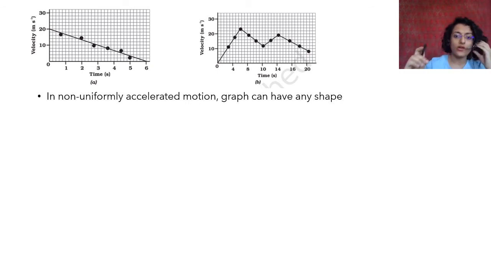You can have velocity increasing, then it decreases, then it increases and it decreases. It can have any random shape. Here you can see it is first increasing, then decreasing like this, then it decreases less, then it decreases more, then it decreases less, right? And this is a trend line here.